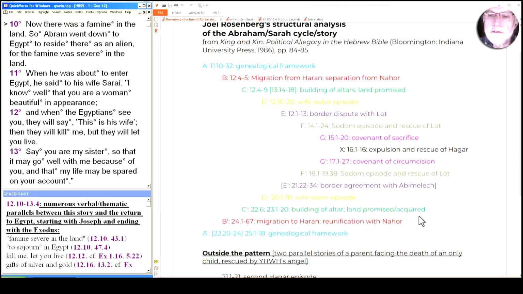Hi, we continue today in Genesis 12 with the first of the three wife-sister stories, as scholars tend to call them, here in chapter 12, verses 10 to 20. And we're going to look at this passage in two videos.